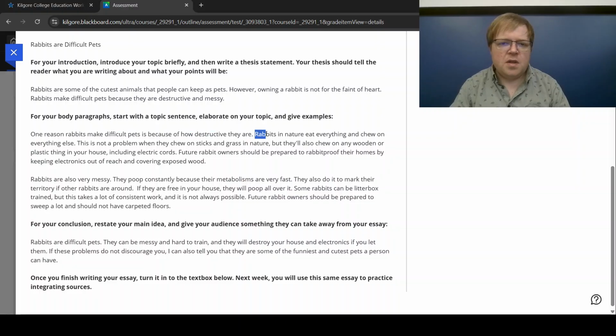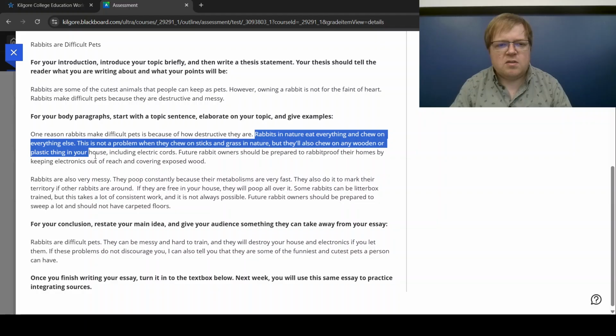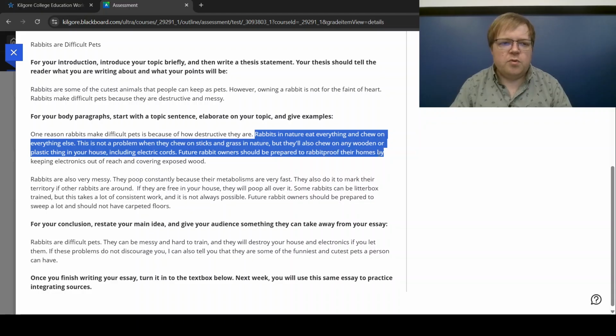and then I'm going to go into more detail. Rabbits in nature eat everything and chew on everything else. This is not a problem when they chew on sticks and grass in nature, but they'll also chew on any wooden or plastic thing in your house, including electric cords. Future rabbit owners should be prepared to rabbit-proof their homes by keeping electronics out of reach and covering exposed wood.